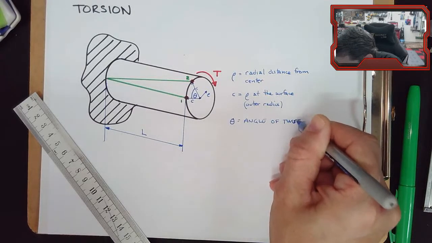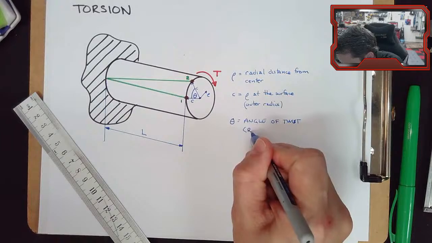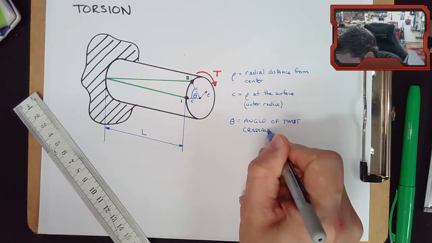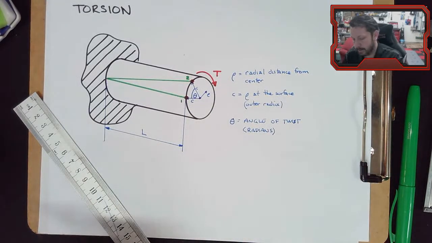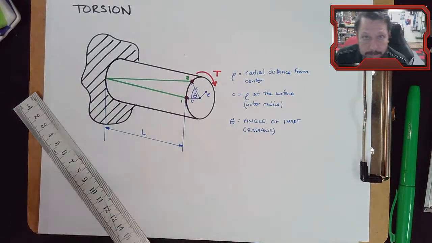And when you calculate it, we're not going to calculate this one today, but when you do calculate it, it comes out in radians. Obviously, you can convert it to degrees later on if you want to, but when you calculate it, it comes out to radians.